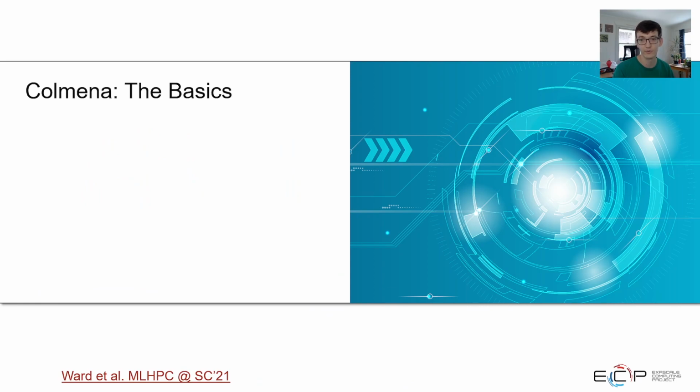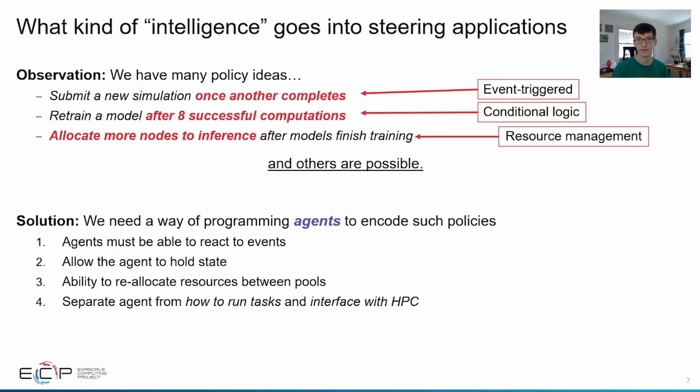With that said, let's first talk the basics of Colmena. Colmena is a tool that we developed to be able to explore these steering policies. And it was built around the idea that there are many different kinds of rules that one may want to implement when designing the optimal steering strategy. You could imagine that I have something very simple triggered on an event. Submit a simulation as soon as another completes. That's easy. So I've got some event-triggered logic.